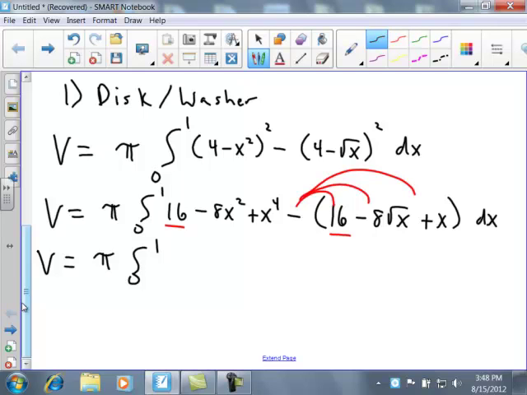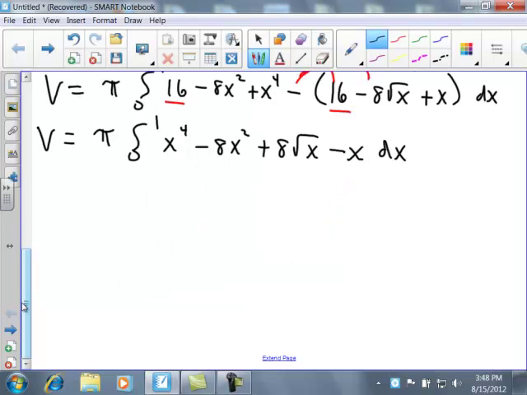And so what I'm going to be left with is x to the fourth minus 8x squared. If I distribute that negative, that's going to become a positive 8 times the square root of x, and then a minus x, all that dx. Just cleaning that up a little bit. Alright, so that's 4 terms.